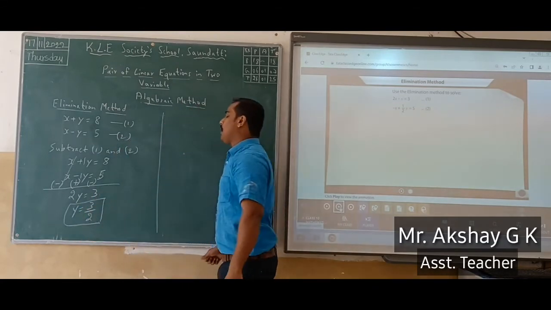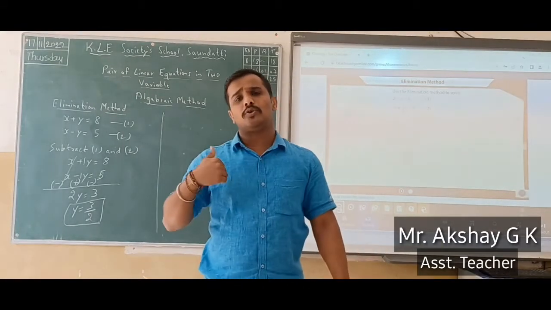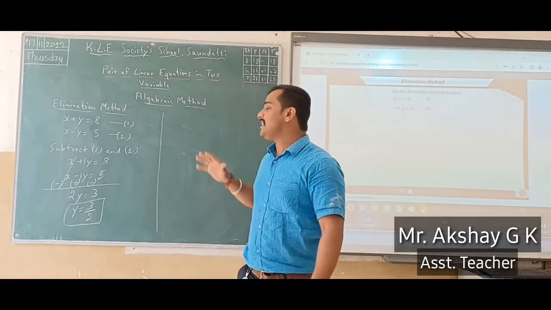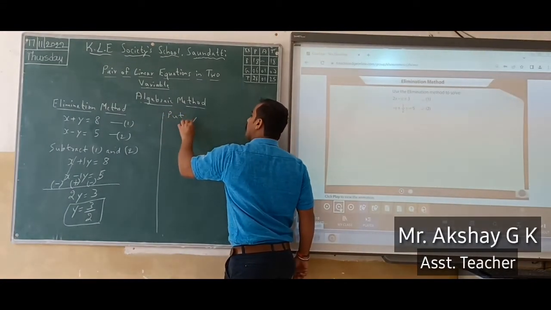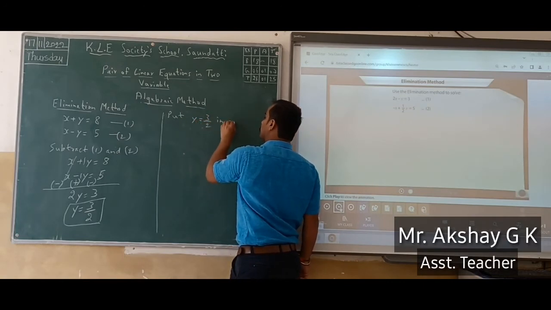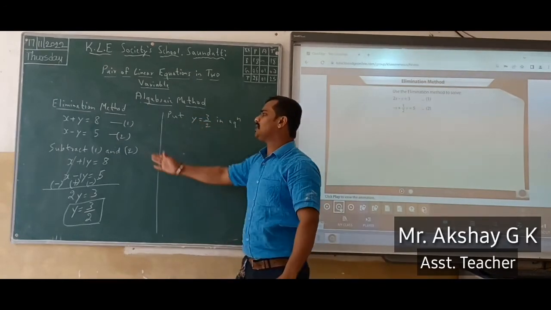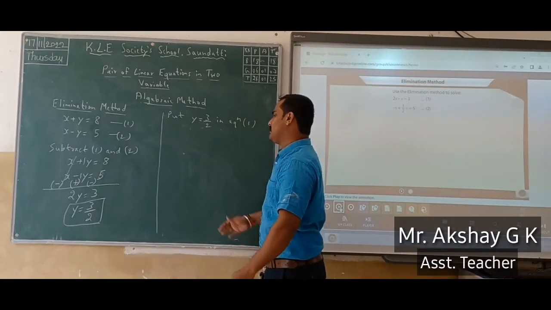Now as we have got y is equal to 3 by 2, it is a very short method compared to the substitution method, and it is an easy method also. Put y is equal to 3 by 2 in any one equation, equation 1 or equation number 2. Let us put it in equation number 1.